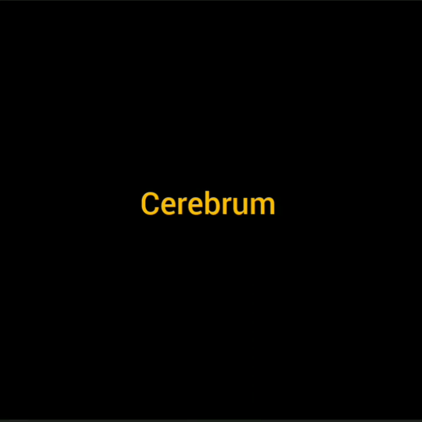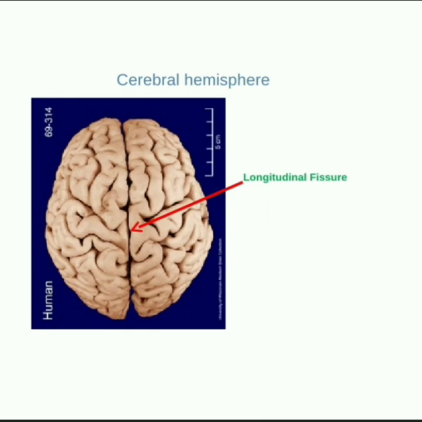Hi everyone. Today we are going to discuss the cerebrum. The cerebrum is the largest part of the human brain and fills most of the cranial cavity. The cerebrum is a heavily convoluted bilobed structure. The two halves of the cerebrum are called the cerebral hemispheres.